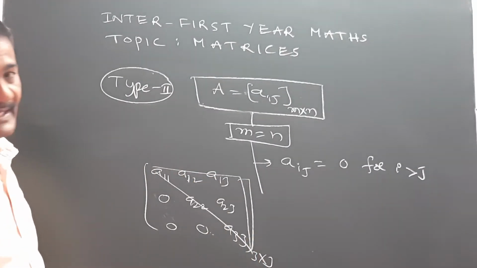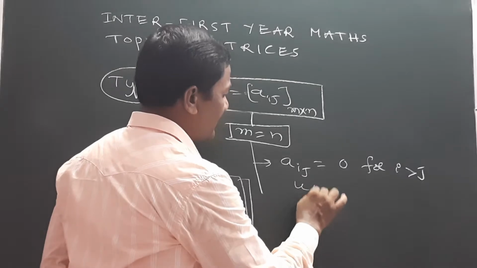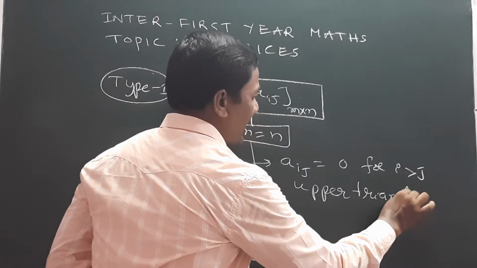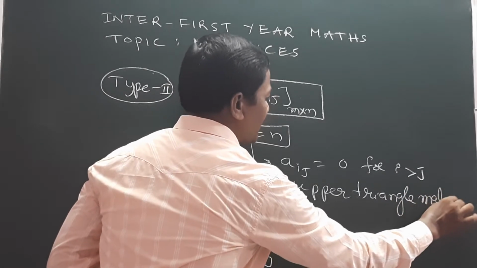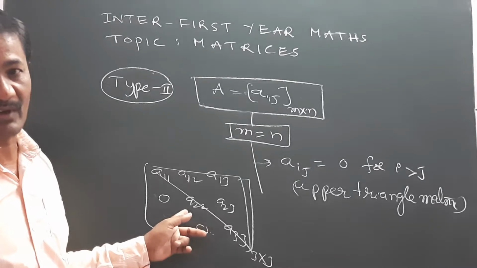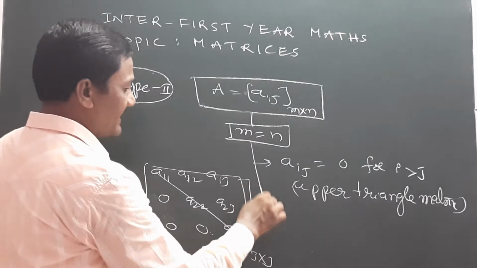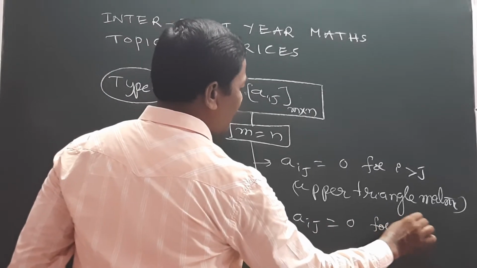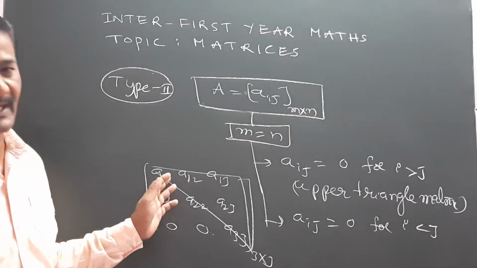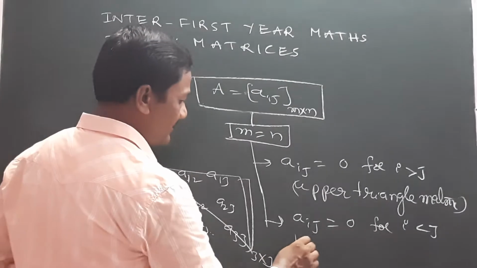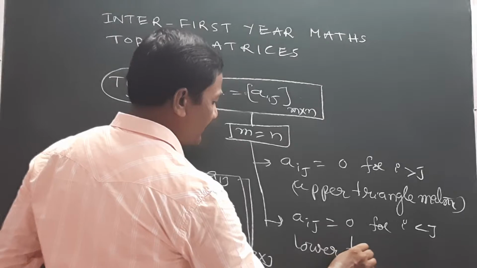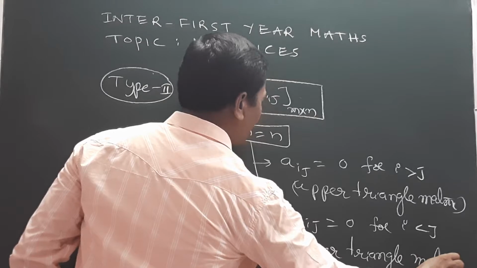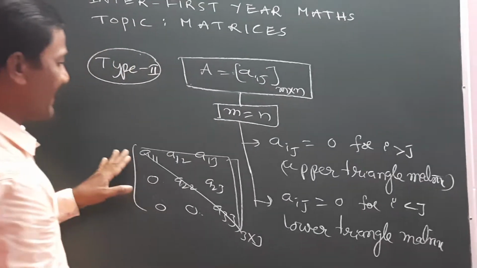So this is called an upper triangle matrix. That means if the elements below the principal diagonal are 0, it is called an upper triangle matrix. Another is Aij is equal to 0 for i less than j. So automatically one is upper triangle, the other is lower triangle matrix.